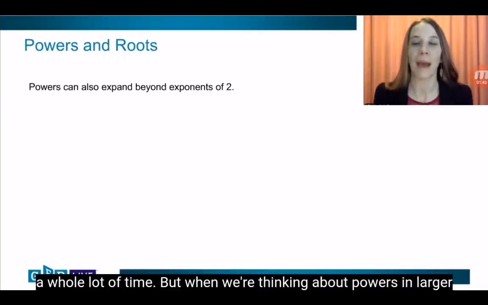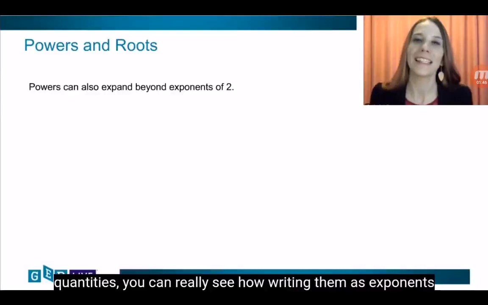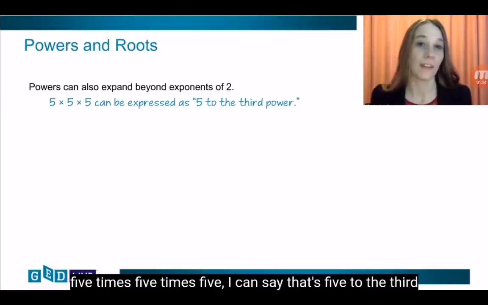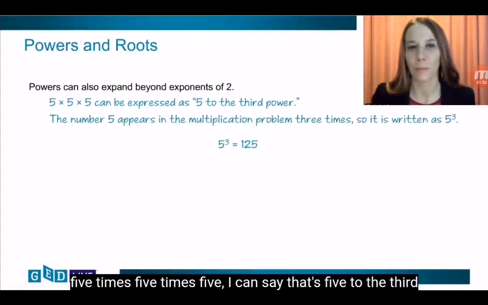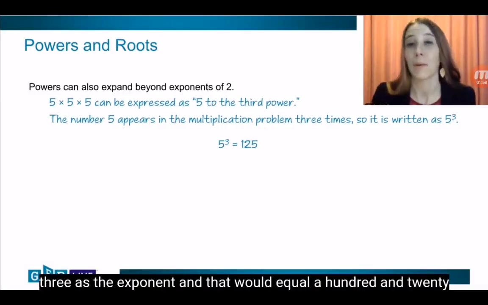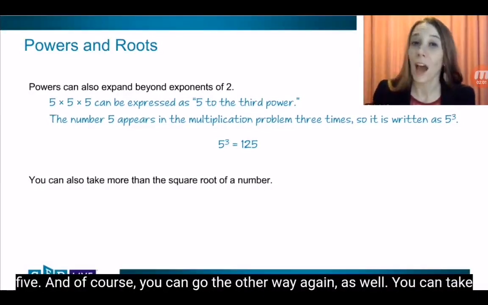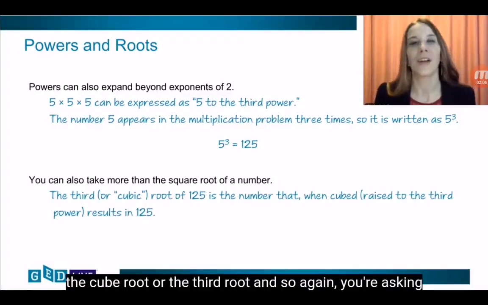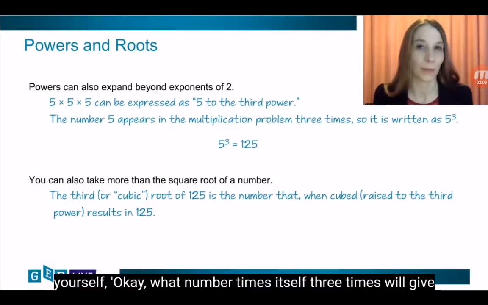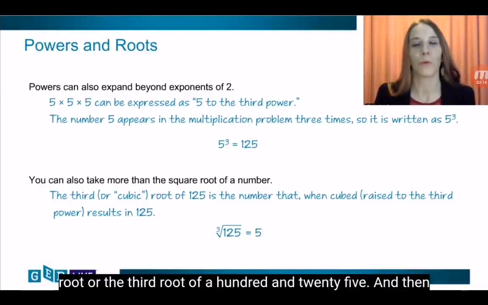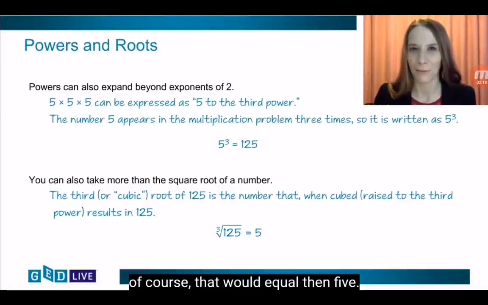Of course, if you're just doing it squared, that doesn't really save you a whole lot of time. But when you're thinking about powers in larger quantities, you can really see how writing them as exponents becomes a lot more efficient. So for instance, if I wanted to write 5 times 5 times 5, I could say that's 5 to the third power, or 5 to the power of 3. I'd write that as 5 with 3 as the exponent, and that would equal 125. And of course, you can go the other way again as well. You can take the cube root, or the third root. Again, you're asking yourself, what number times itself 3 times will give me 125? You'd express that as the cube root, or the third root of 125, and that would equal 5.